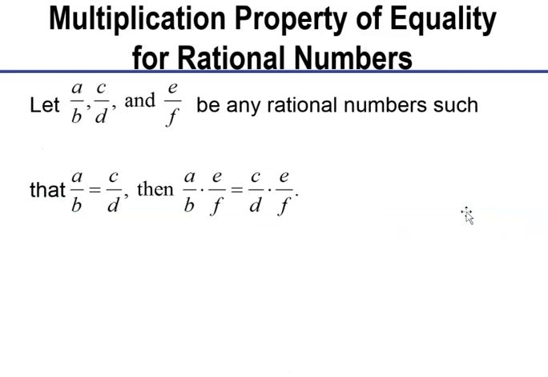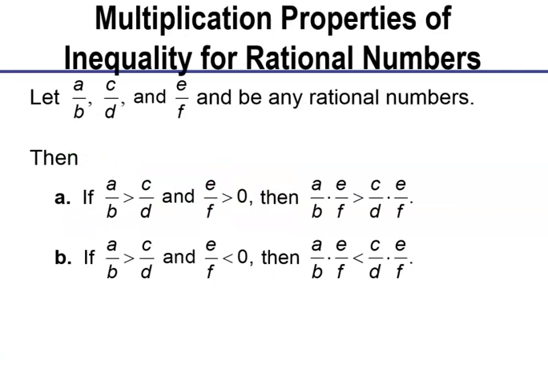What else? The multiplication property of equality. So what is this saying? Notice to the left, if you have a fraction equal to another fraction, then you are allowed to multiply both sides of the equation by the same fraction. So if A over B equals C over D, then if you multiply the left side by some fraction, E over F, then you have to multiply the right side by some fraction, E over F, to maintain equality. Just like you do for whole numbers and for integers.